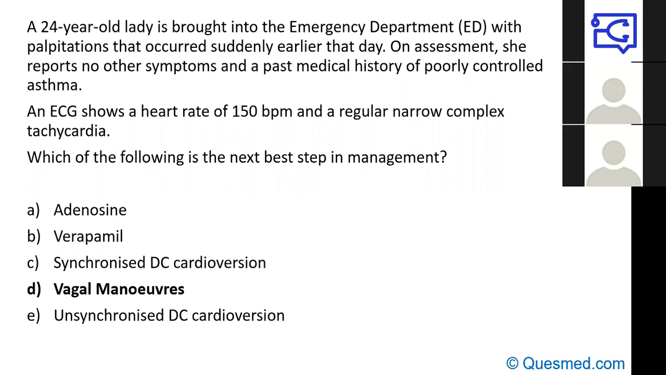Unsynchronized DC cardioversion is when it doesn't matter because the patient has a rhythm that is not compatible with life. So this would be VT or VF, so pulseless VT or VF. You would want to then use an unsynchronized cardioversion shock, and this is a high energy shock. So they are the main differences. Synchronized is low energy and is in synchrony with the normal electrical activity, whereas unsynchronized is high energy, and it's just done at any point in a rhythm that's not compatible with life.